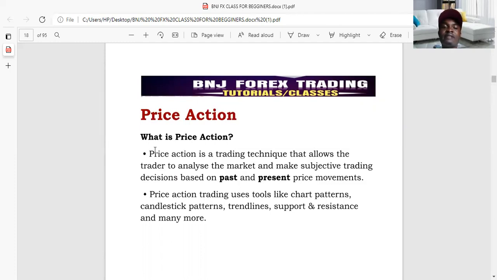You must understand this if you want to be a good trader. Price action is a trading technique that allows the trader to analyze the market and make subjective trading decisions based on past and present price movement. So you must understand price action. We'll also have the practical aspect of it when we get there.